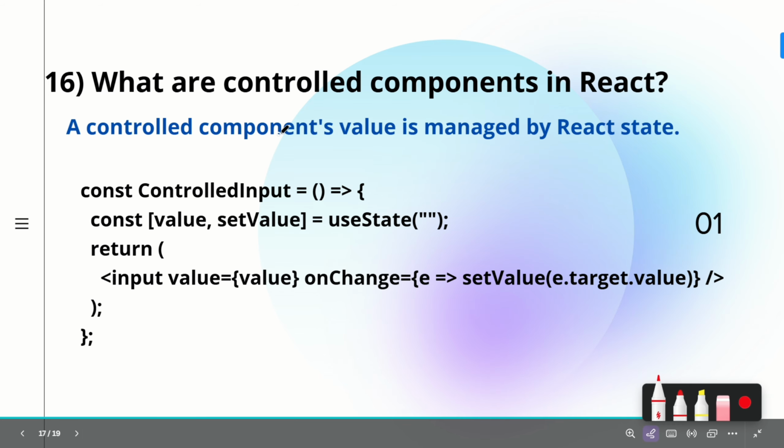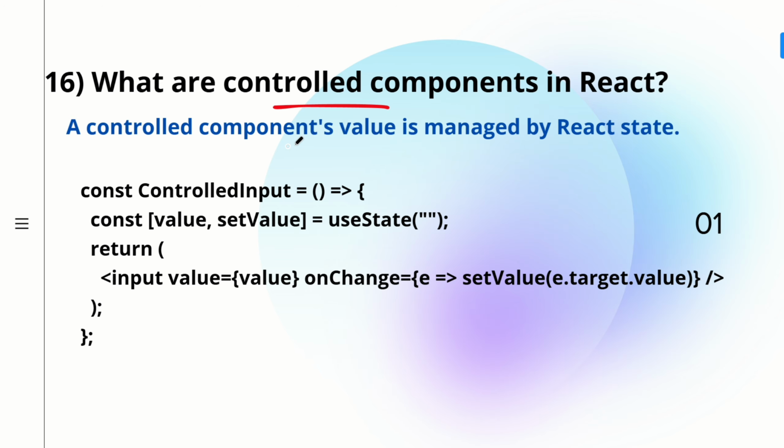Now let's see the next question. What are controlled components in React? So a controlled component's value is always managed by React state. Any component whose form data or values are being managed by React state, that is useState, becomes a controlled component. Whereas if you're making use of ref to directly access the DOM element, then your component becomes uncontrolled. But since this question was about controlled, you can say that controlled components' form input values are always managed by React state.